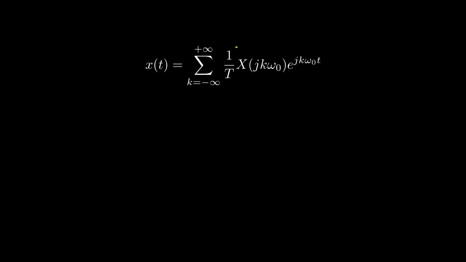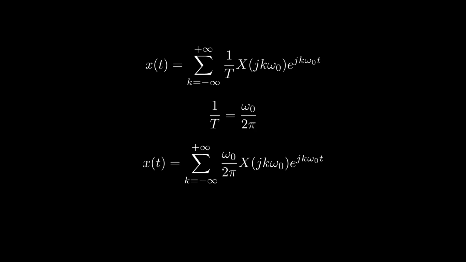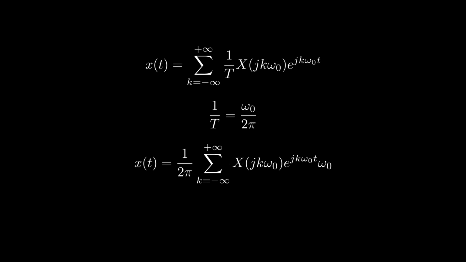Start by replacing 1 divided by T. The fundamental frequency, omega naught, is equal to 2 pi divided by the period T. It is pretty obvious that 1 over T is equal to omega naught divided by 2 pi. By substitution, we replace 1 over T after the summation with omega naught over 2 pi. Move 2 pi before the summation and omega naught to the end of the expression.